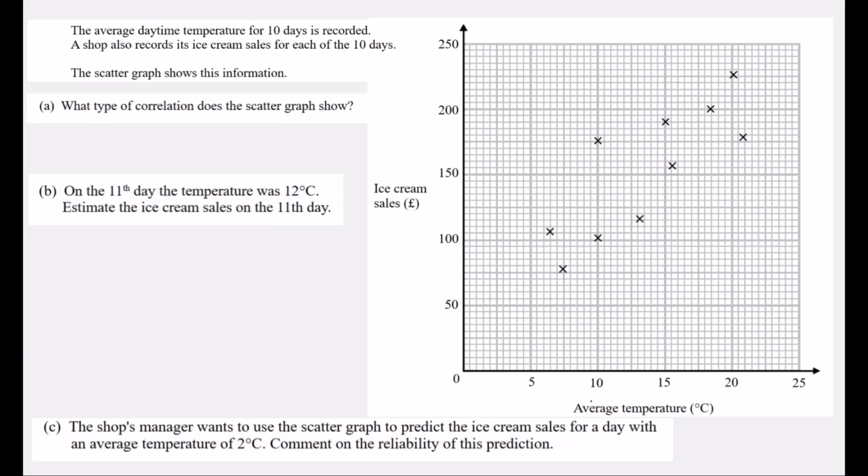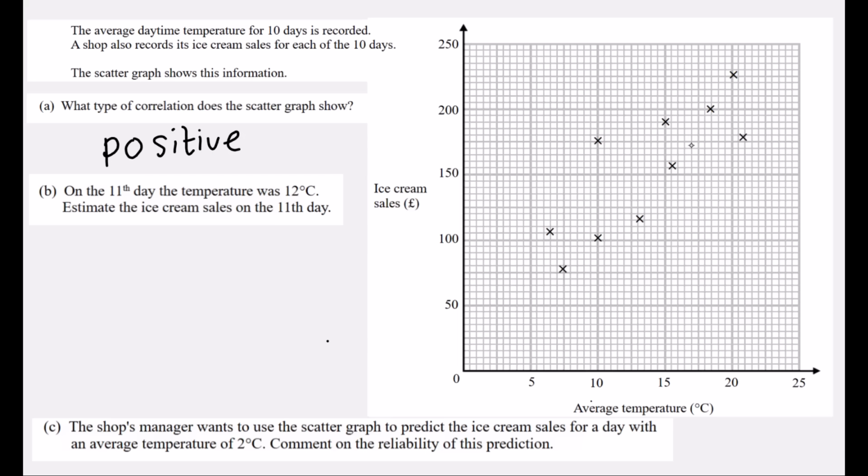Question 23. The average daytime temperature for 10 days is recorded. A shop also records its ice cream sales for each of the 10 days. Scatter graph shows the information. What type of correlation do we see on the scatter graph? So as temperature increases, ice cream sales increase as well. So when they both go up together, it's called a positive correlation. On the 11th day, the temperature was 12 degrees C. Estimate the ice cream sales on this day.